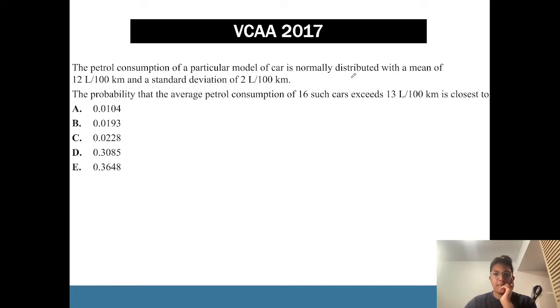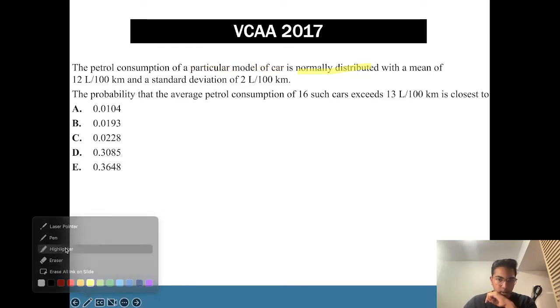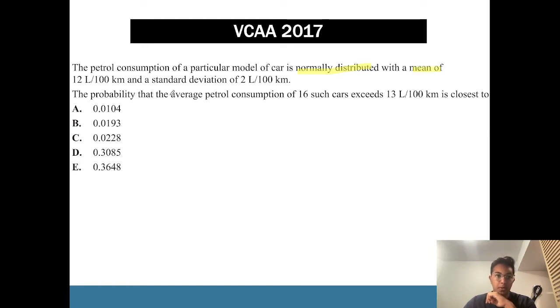Again, I'm just going to highlight some key pieces of information. So we have petrol consumption, and it is normally distributed. I actually don't know why I highlighted that bit, that is not really important. Okay, so it's normally distributed. We have a mean of 12, and we have a standard deviation of 2. So they want to know the probability that the average petrol consumption of 16 cars exceeds 13. Cool.